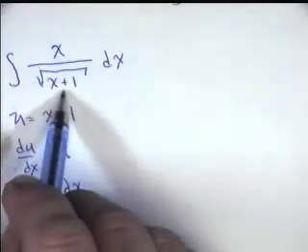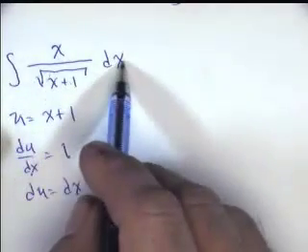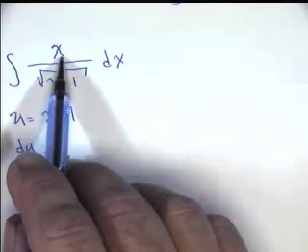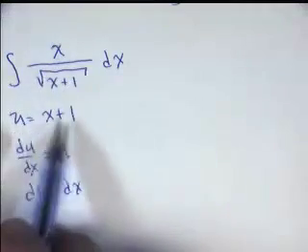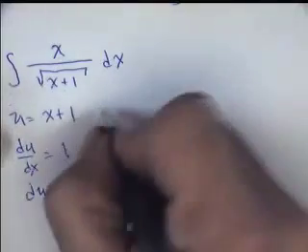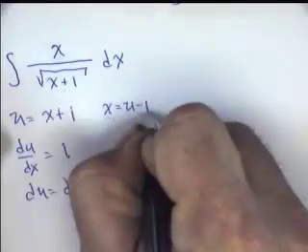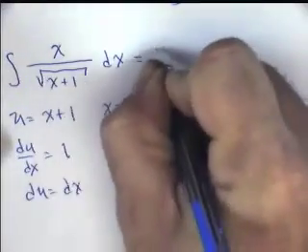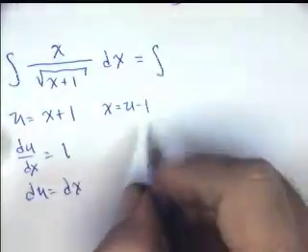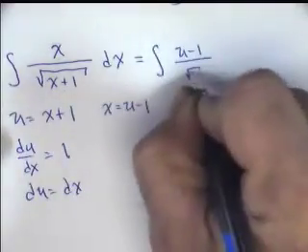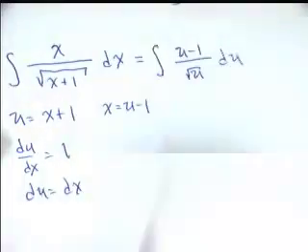That's going to be the square root of u, that's going to be du, and we still have an x sitting around there that we can't substitute for. What we do is solve it. If u is x plus 1, then x is u minus 1. This gives us then the integral of u minus 1 over the square root of u du.